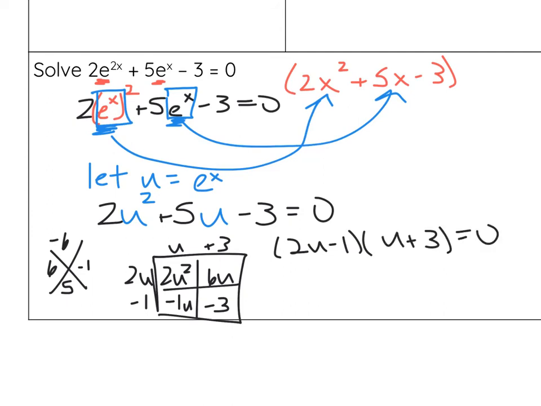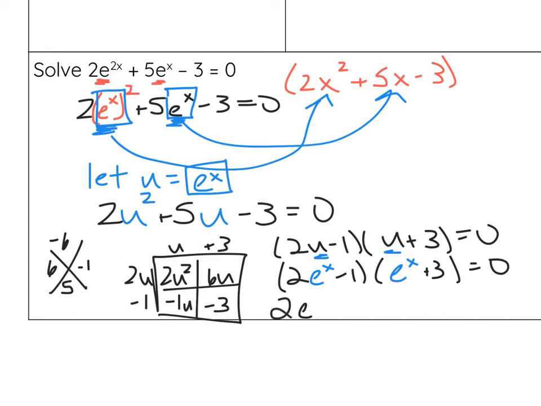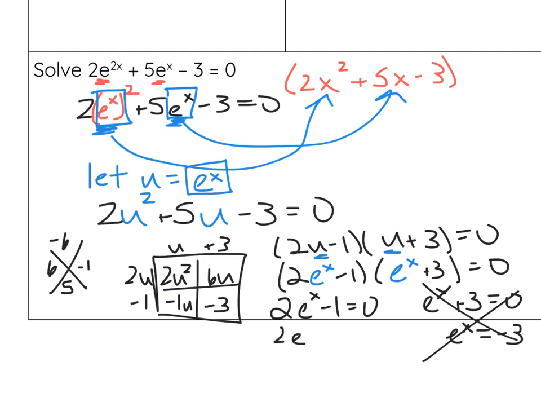But my original problem didn't have u's. My original problem, I had e to the x. So now I'm going to substitute e to the x in for u in both those spots. Copy everything else down. And now doesn't this look like our happy little normal solving problems? Now I notice that for this one on the right, when I solve, I'm going to get e to the x equals negative 3, but I can't have an exponential equal to a negative, so that's not going to generate any solutions. Now if I look on the left, solve for e to the x, isolate that.